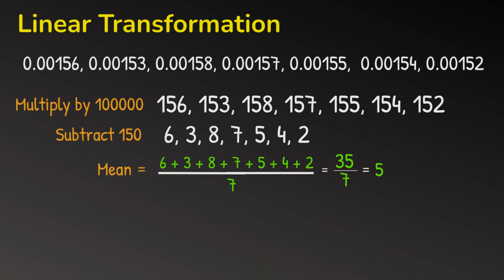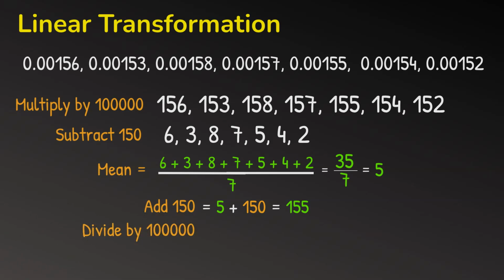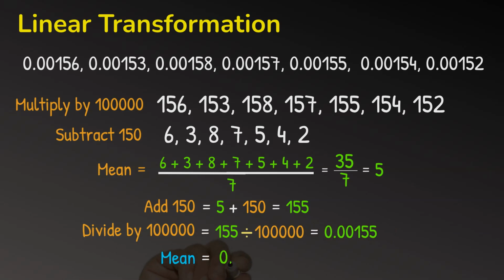However, this time we have to reverse 2 separate steps. With that 5, first of all, we have to add 150 back, so we get 155. And then, because the first thing we did was multiplied by 100,000, we have to divide by 100,000. So that's 155 divided by 100,000. So our answer is 0.00155.